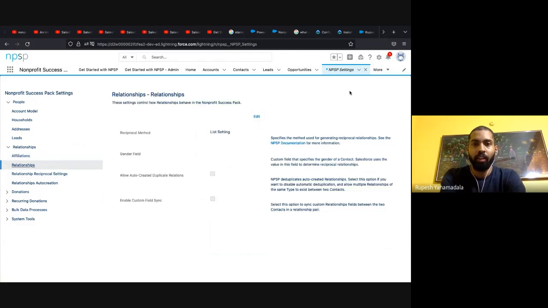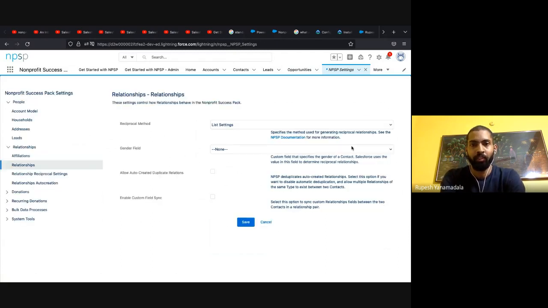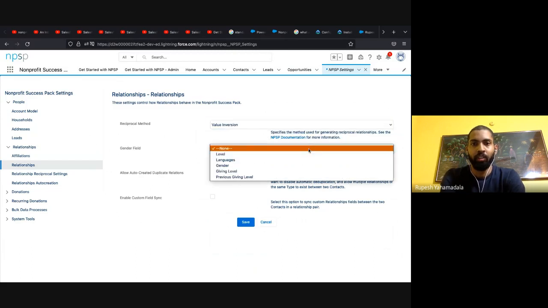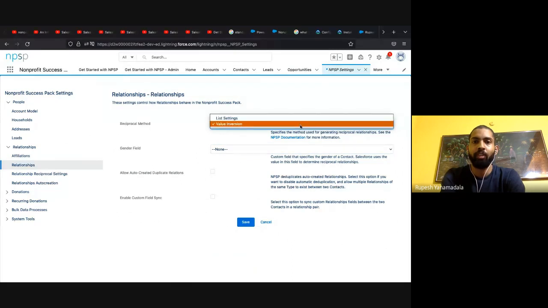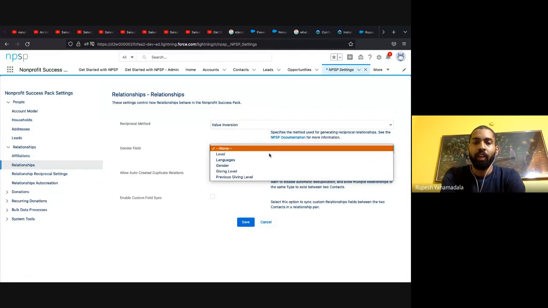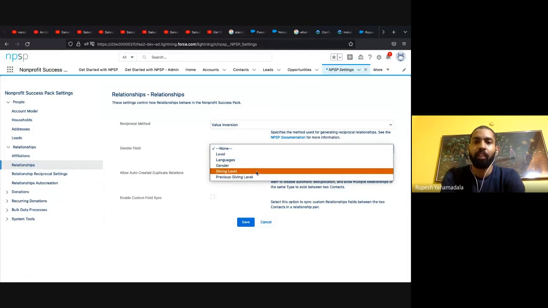So here, relationships. These are just relationship settings: reciprocal method, where we use list settings or value inversion. Gender fields, like we have level, languages, gender, giving level, previous giving levels.